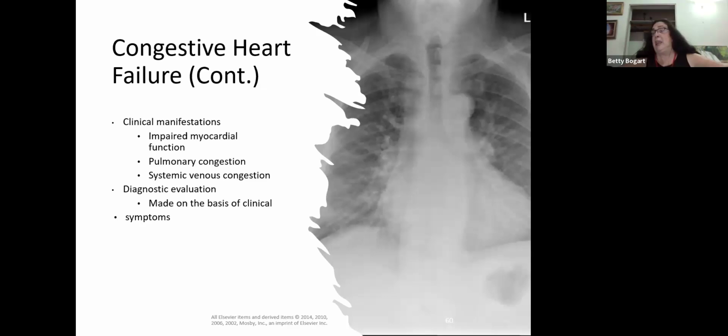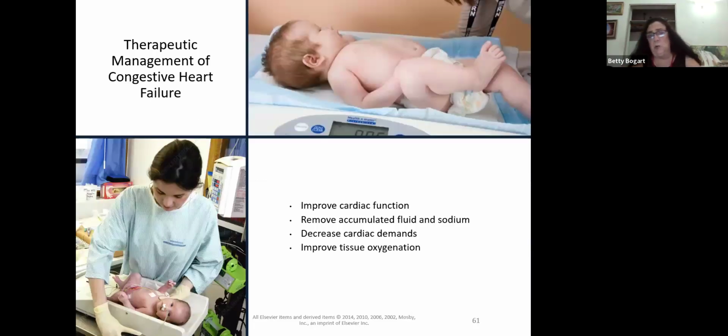You're going to see a weight gain, right? Take a blood chest x-ray. You're going to be full of fluids. So what is our goal with congestive heart failure? Well, we want the heart to beat better. We want them to breathe better. We want the fluid to be gone. And we want them to have a better oxygenation.